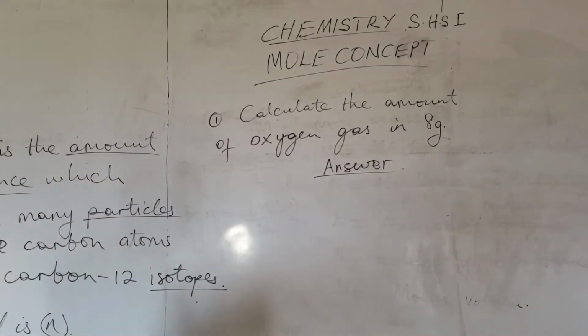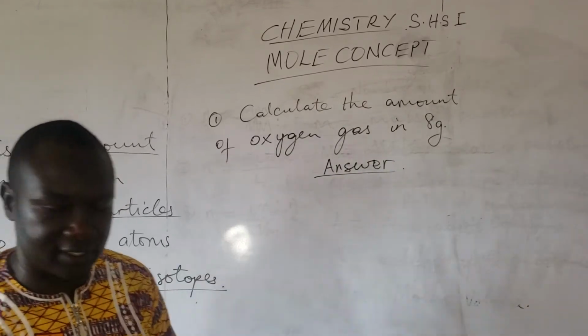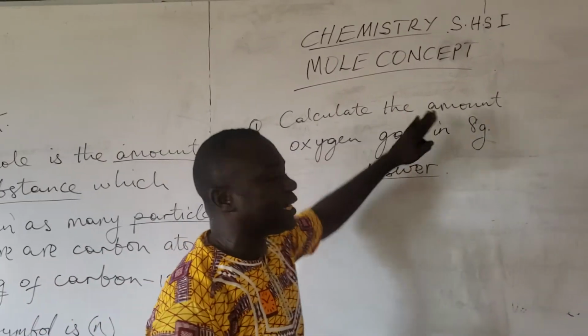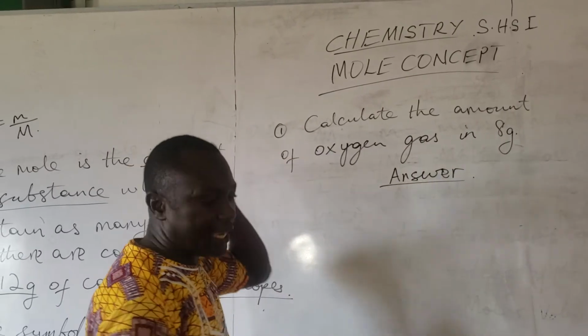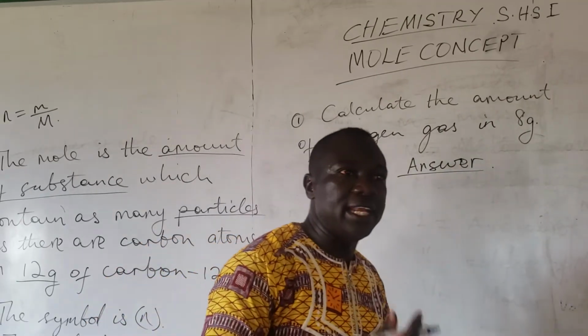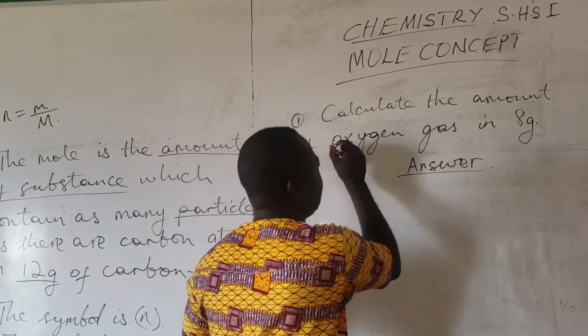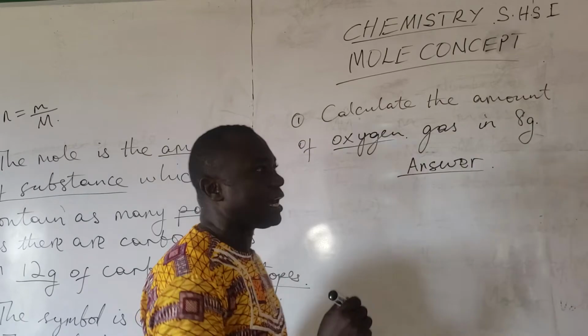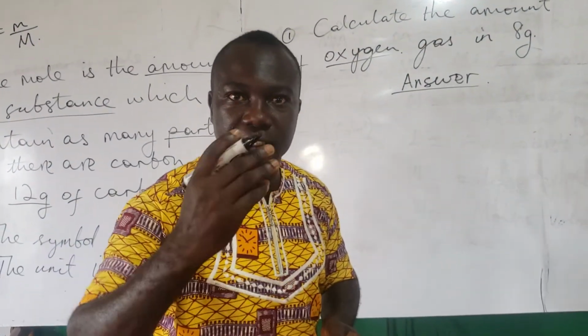All that you need to know is, first, try and analyze the question. What is the question demanding from you? Calculate the amount of. When you say calculate the amount of, it means calculate the amount of that substance. And what substance is here? Oxygen gas. And you know, oxygen gas is diatomic.